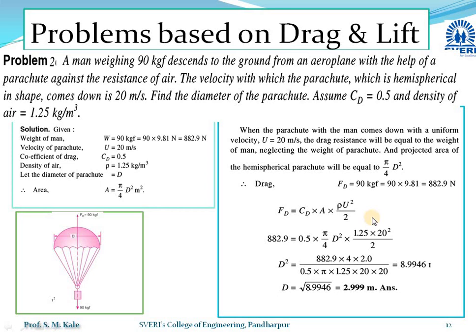So here there is one equation and one unknown, that means the value of D is the unknown term. So I will easily get the value of D, and that value of D is nothing but 2.999 meter, that is approximately 3 meter, that is nothing but the diameter of that hemispherical parachute. So this is the answer of this second problem.